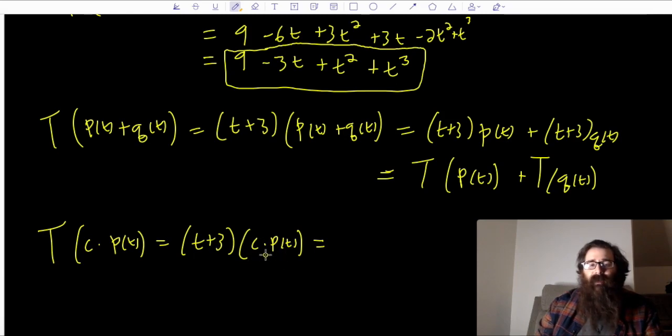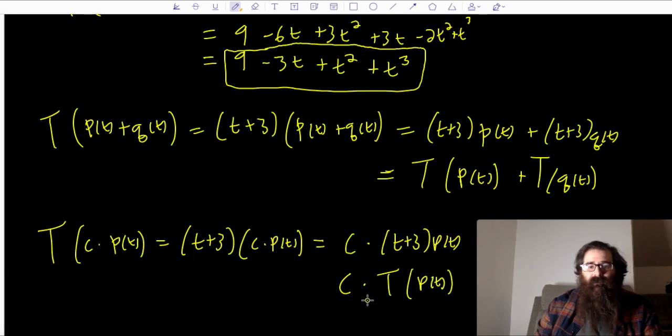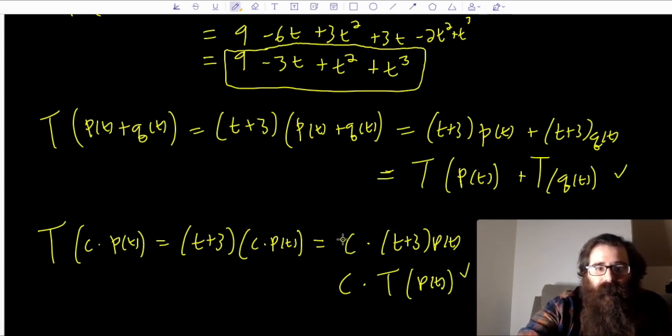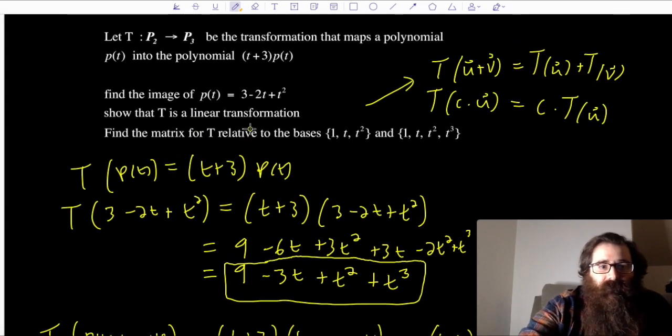Since everything is being multiplied here, I can take advantage of the fact that I can shuffle these things around. I have these really nice properties with multiplication: associativity, commutativity, we got it all. So I could say this is c times t plus 3 times p at t, and it's still the same result. But what is this by definition? This is scalar c times the transformation T applied on p at t. And that shows the two results to be a linear transformation. So yeah, we got it. Now what's left?